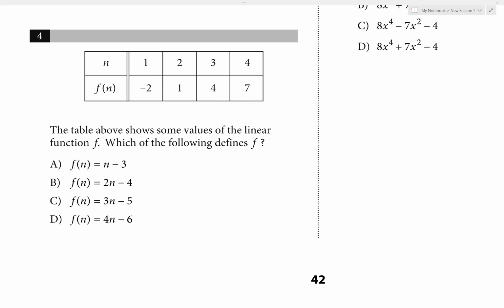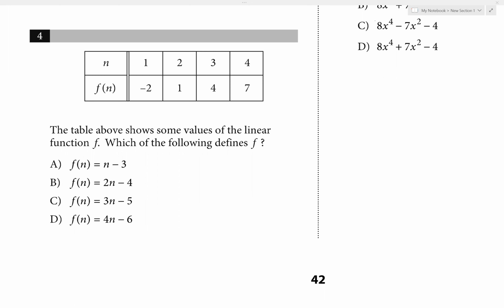And number 4, the table above shows some values of the linear function f. The function defines f. Okay, so this question is a question about functions. But remember, functions work just similar to an equation.